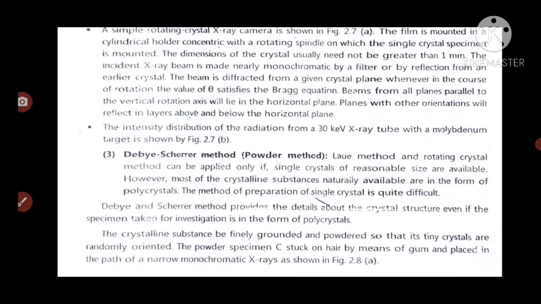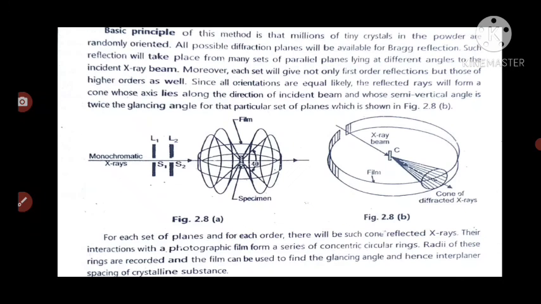That is the crystalline substance which is rounded or powdered. So it is crystal with tiny particles, tiny crystals which are randomly oriented, whatever their nature. And that powder specimen, C, is stuck on a hair by means of gum, and is placed in the path of the narrow beam of monochromatic X-ray, which is shown in this figure.